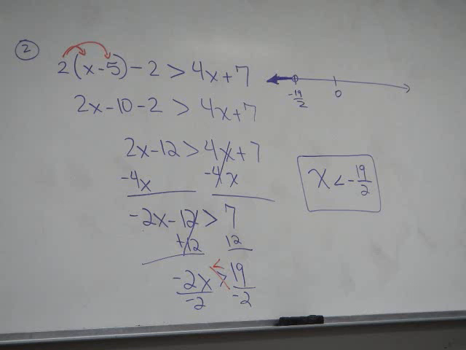Wait, why did you change the sign? Because you divided by a negative. Whenever you divide an inequality by a negative number, the sign gets reversed. So here's 0. Negative 19 halves is negative 9.5. You can change it into a decimal. I'm going to leave it as a fraction here and say that's negative 19 halves. Is it an open circle or a closed circle? Open, we want to exclude. And we're going to shade to the left. Less than, right? x is less than.